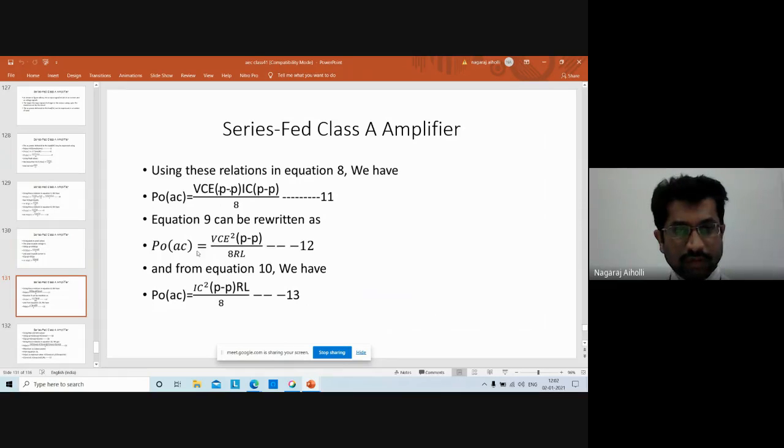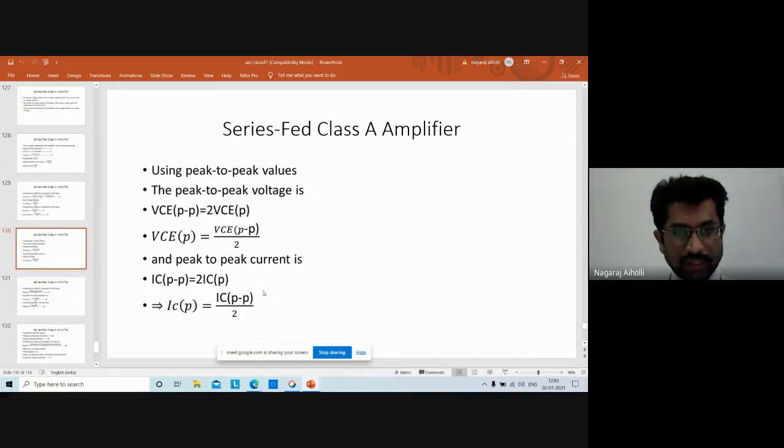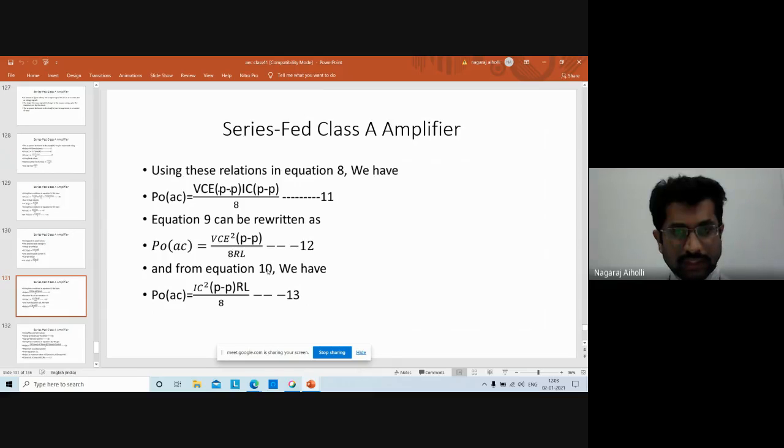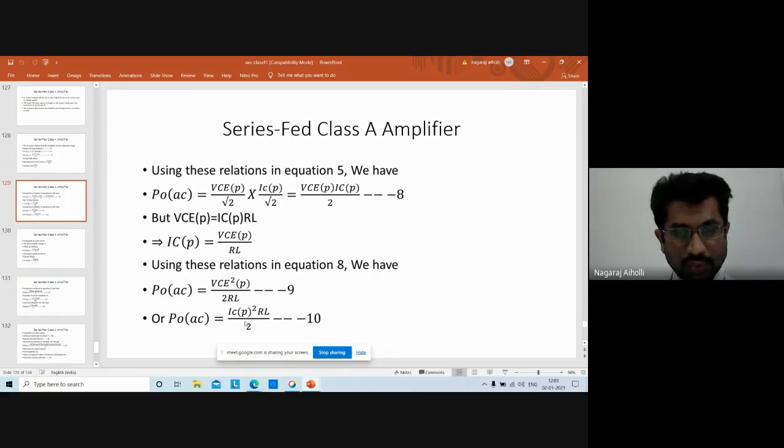Similarly, if we substitute for IC peak to peak, so what is the equation here? If we consider equation 10, P naught AC is equal to IC square peak RL divided by 2. So IC peak is IC peak to peak divided by 2. Correct? That will be IC peak to peak square divided by 4 into RL by 2. That means it is IC peak to peak square RL divided by 8.